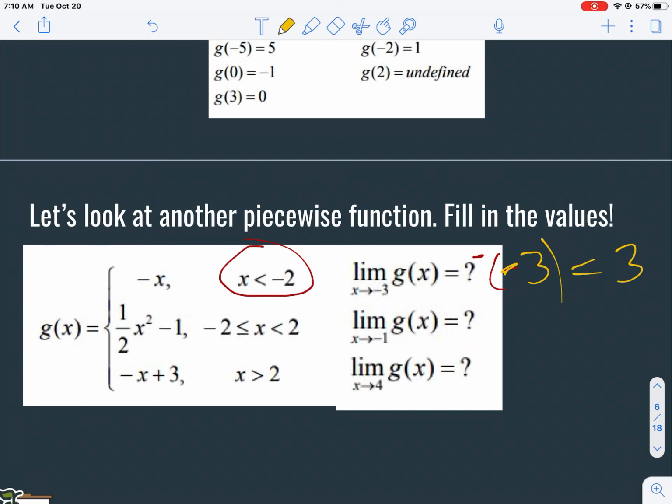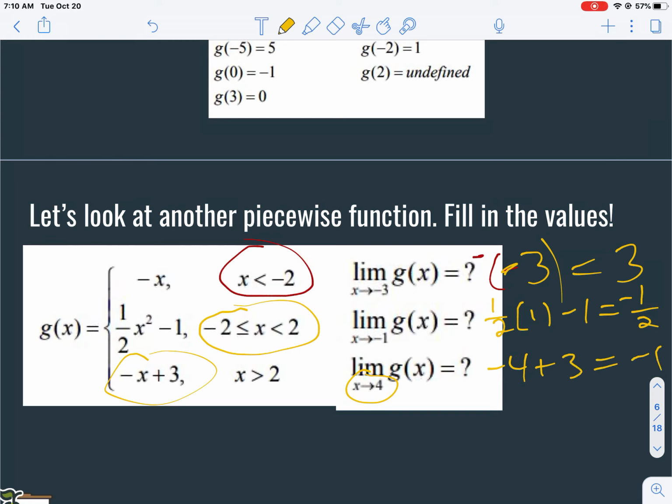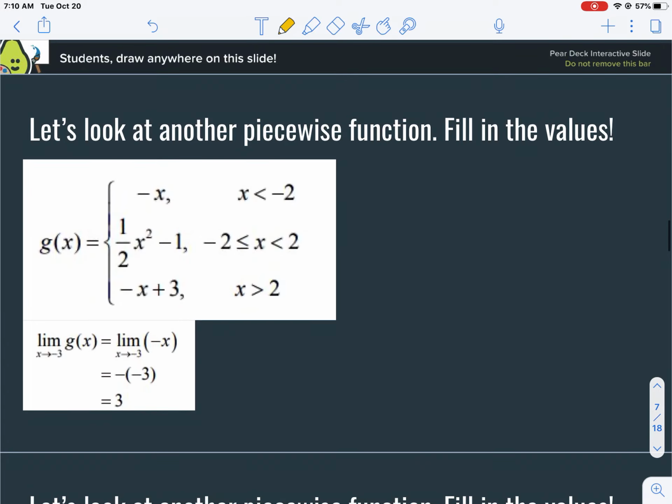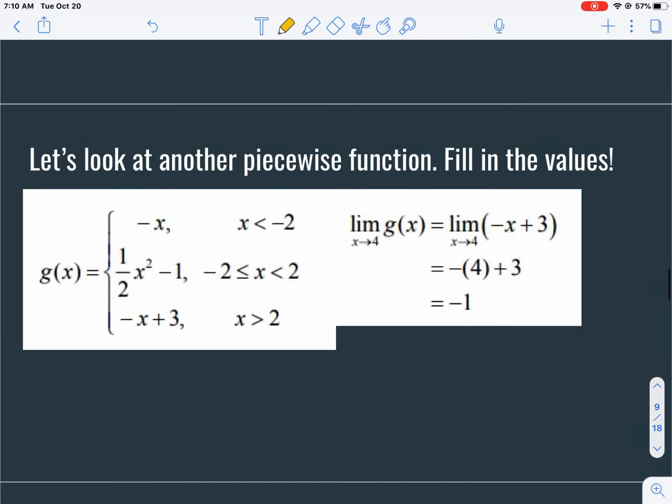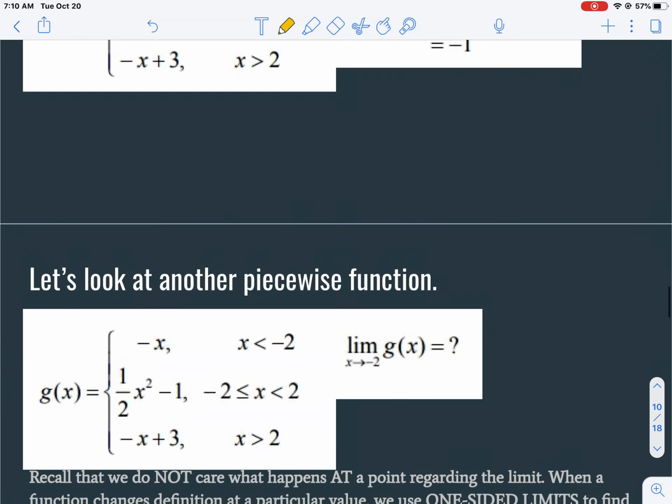The limit as x approaches negative 1, we're going to plug into this function, since x is between negative 2 and 2. So, what do we get? We get 1/2 times 1 minus 1, which is negative 1/2. Lastly, we have x approaches 4. We're going to plug that into the last function. We get negative 4 plus 3 equals negative 1. And we plugged it in there because x has to be greater than 2, and 4 is definitely greater than 2, so we plug it into the last function. Okay? And those are all listed right there for you.